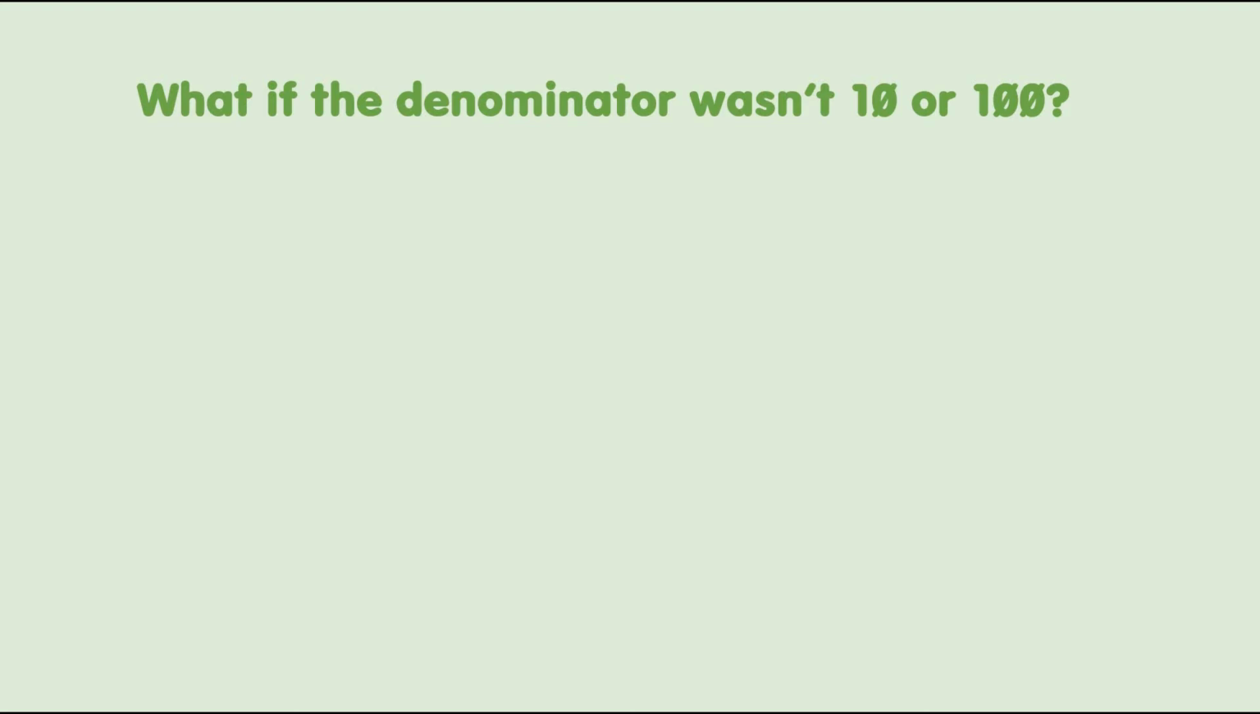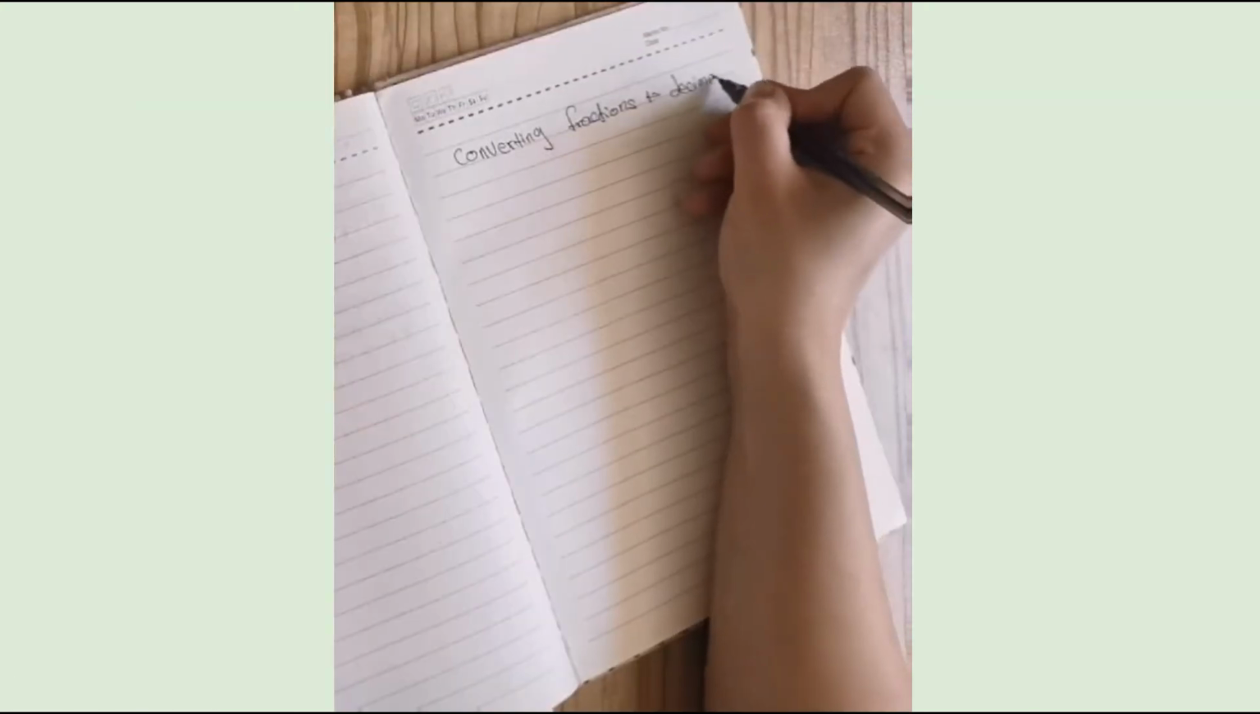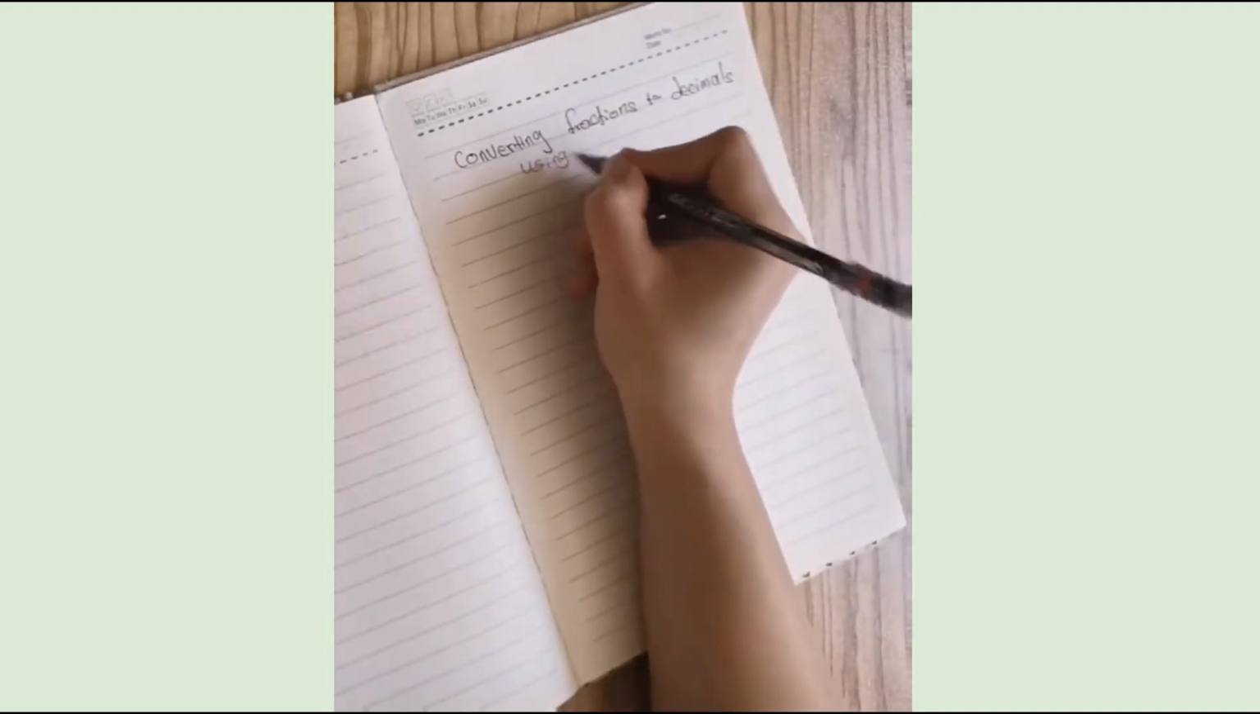In the fractions that had 10 or 100 as a denominator, we knew exactly where to put the numerator, the number above. We knew our place value because of the denominator, 10 or 100. But for example, 1 out of 2 or 3 out of 4, how can we change these numbers into a decimal number? Because we don't have 10 or 100 as the denominator. In cases like this, we are using long division to find out the decimal number. Let's see how. Converting fractions to decimals using long division.